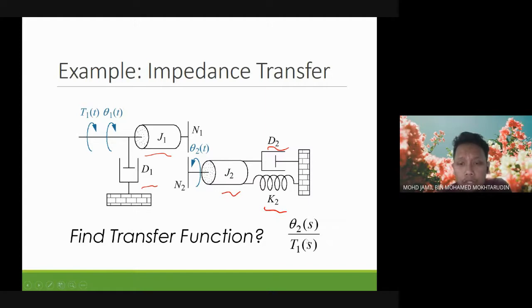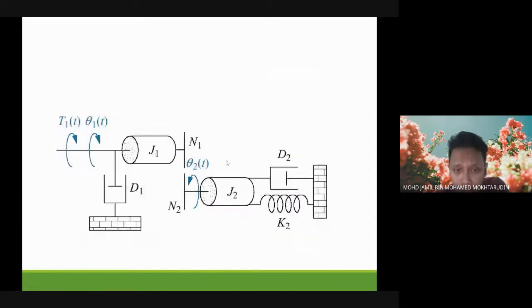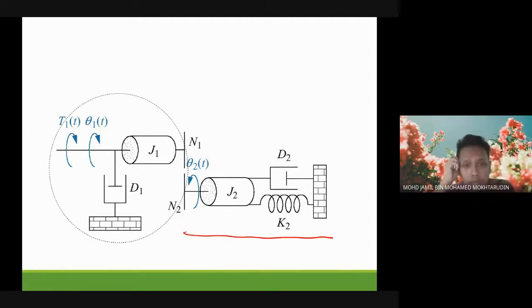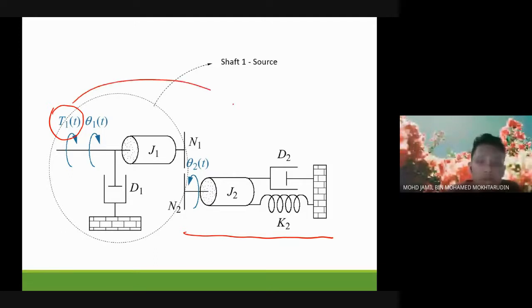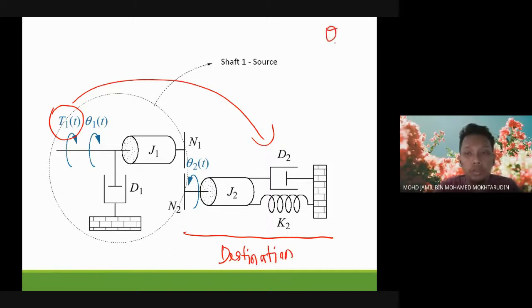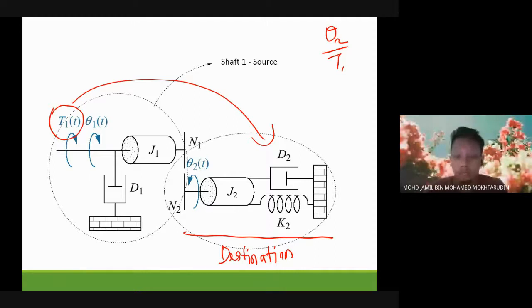Here, given theta 2 over T1, we need to do the impedance transfer. Because theta 2 is located on this part, while T1 is located here, it's better if you bring T1 onto this side. So now theta 2 becomes the destination, because we want to find theta 2 over T1. So we make everything on theta 2 the destination, and everything not on theta 2 becomes the source. So we bring everything from the source using impedance transfer into shaft number 2, the destination.